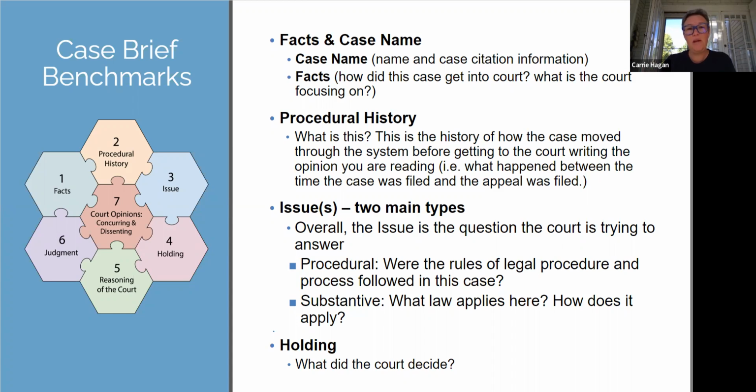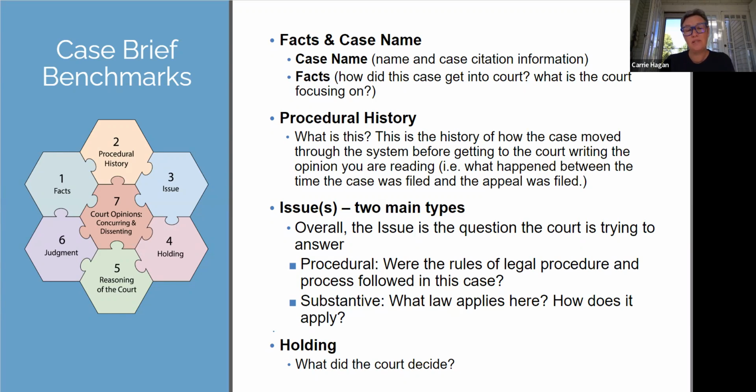And then we get to our third benchmark, which is the issue. And remember that the issue is the question that the court is trying to solve. And there are 2 different types of issues. They both focus on different things. Procedural issues focus on when there was an issue with how the case happened in the court system below. Maybe some improper evidence was considered by the jury, and it shouldn't have been according to the rules of procedure, right? So if there was a problem procedurally with something that happened in the litigation system, that's a procedural issue.